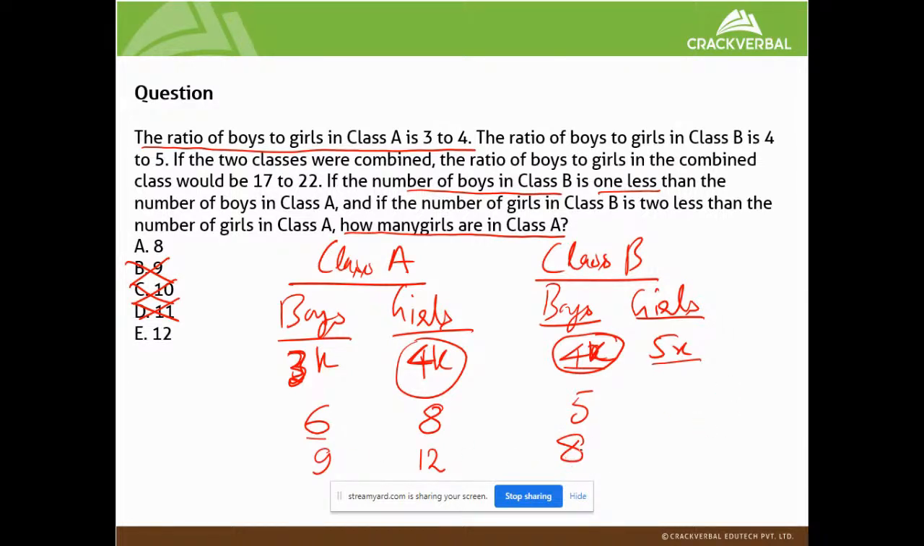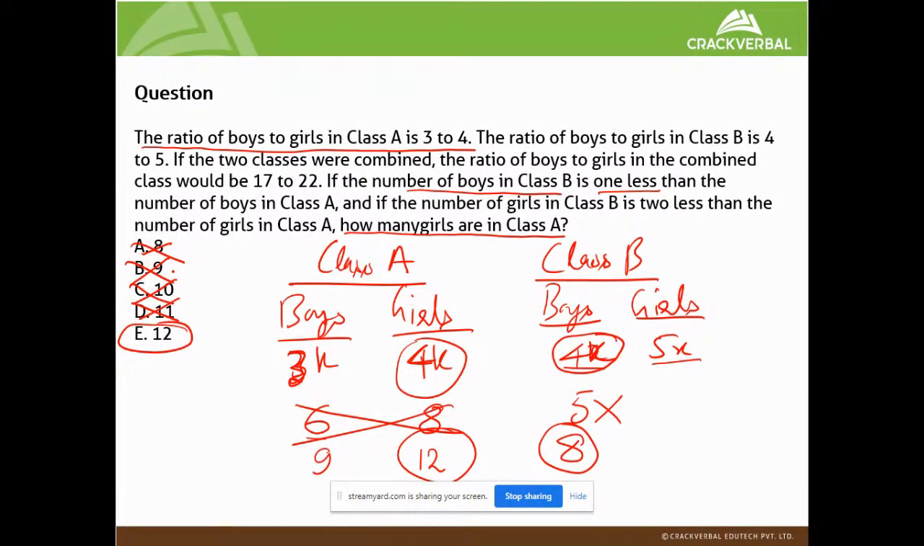Now, out of 5 and 8, which one is a multiple of 4? Clearly 8, which means that 5 can be ruled out. If 5 is ruled out, it means that this entire case is wrong, which means that there are 12 girls in class A.